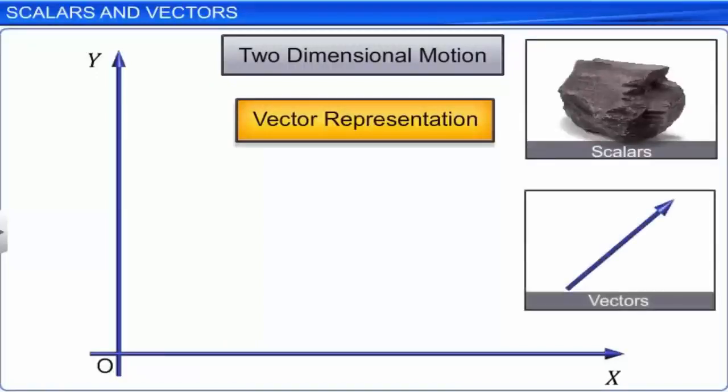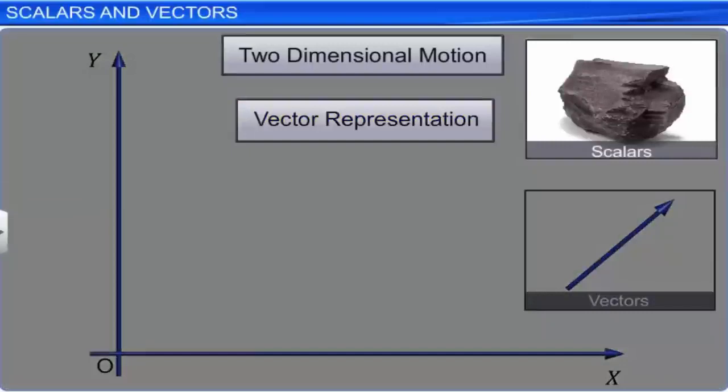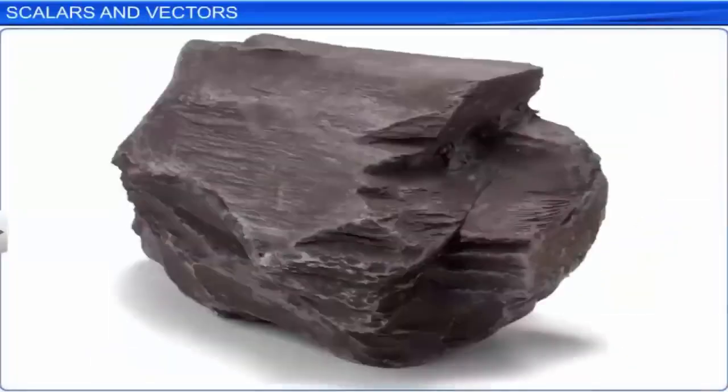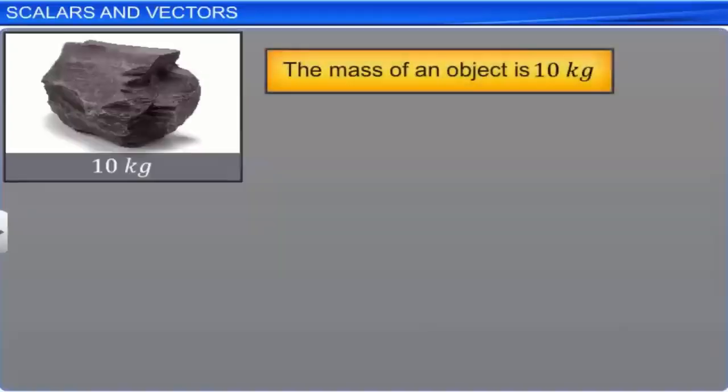Entities described completely with the help of a number, along with its unit, are called scalars. The mass of an object is 10 kg. This description is complete, and you do not need to add to it to identify it. Similarly, the distance between point A and point B is 20 centimeter, is a complete description.